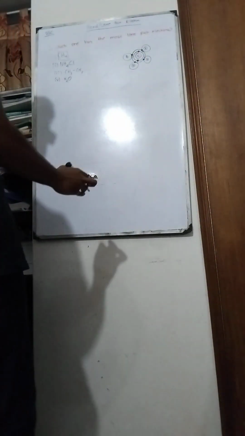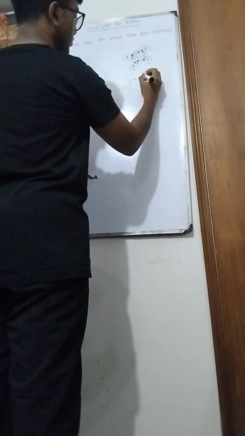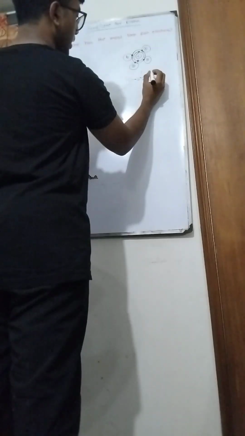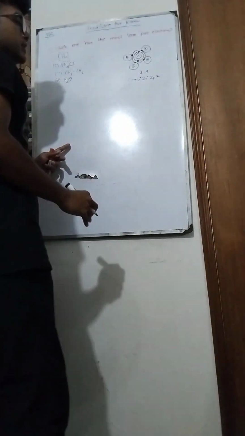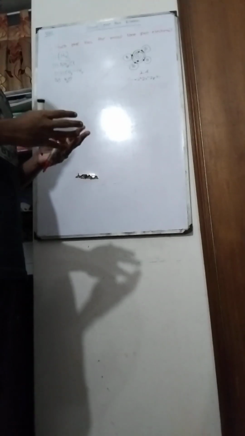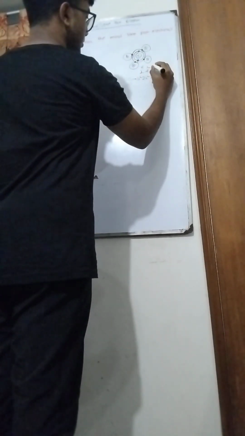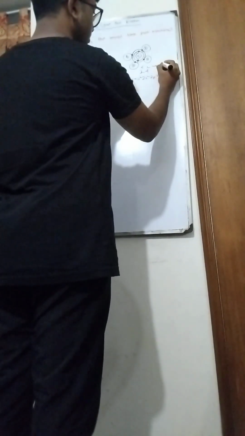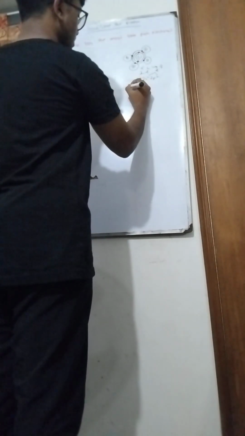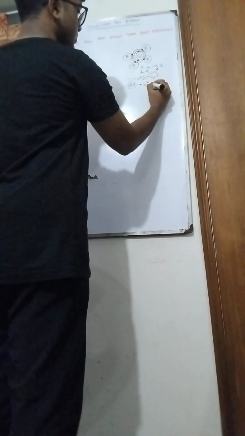So now what do we observe? At first, the electronic configuration for carbon was 1s2, 2s2, and 2p2, or 2 and 4. Now what do we know? An atom is the most stable when its outermost principal energy level or outermost orbit is fully filled up. In this case, this is K, this is L. For L, the max number of electrons is 8. Currently we have 4.